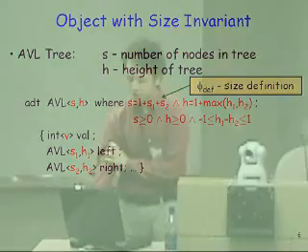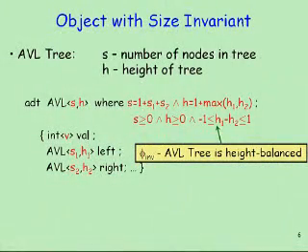Then there are two formulas. The first one is the size definition that relates the sizes of the fields with the sizes of the object. So the number of nodes in the tree, S, is related to 1, indicating the root, plus the number of nodes in the left subtree, plus the number of nodes in the right subtree. Then the height is also defined as 1, corresponding to the level of the root, plus the maximum between the height of the two subtrees.